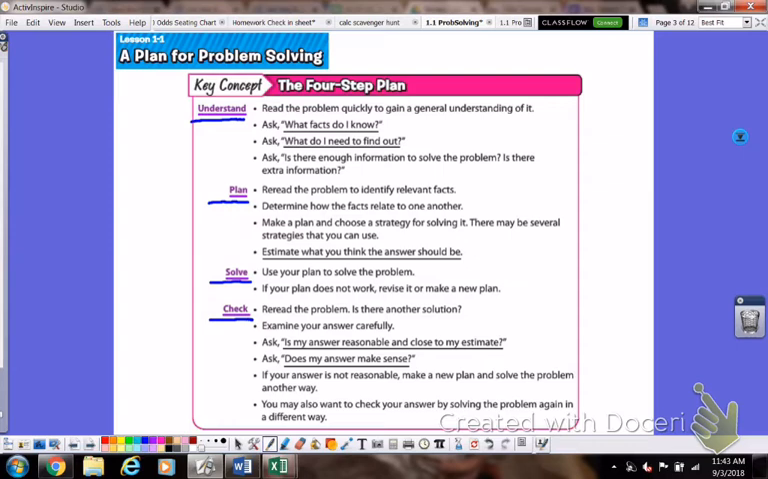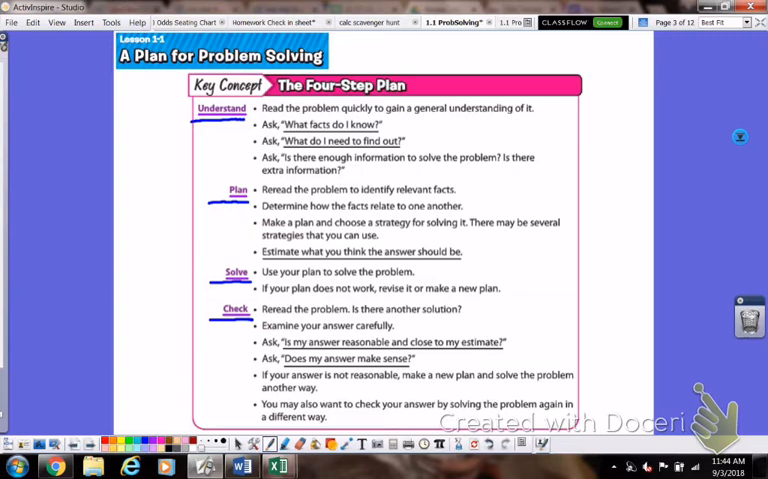We're going to reread the problem to identify the relevant facts, determine how the facts relate to one another, make a plan and choose a strategy for solving it. There could be different strategies. So as we go through and I solve some of these problems today, keep in mind you may have done it a different way and still come up with the right answer. And then we're going to estimate what you think the answer should be.